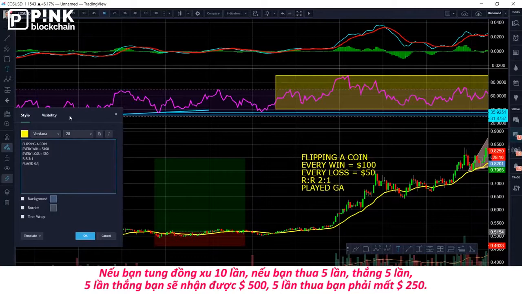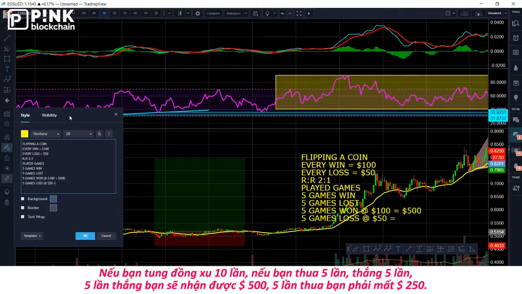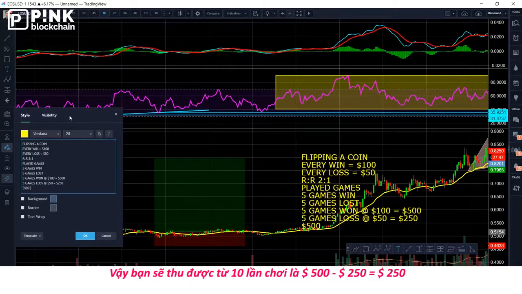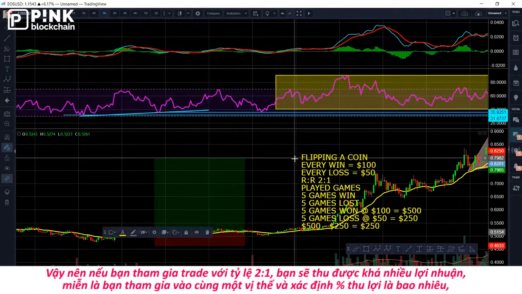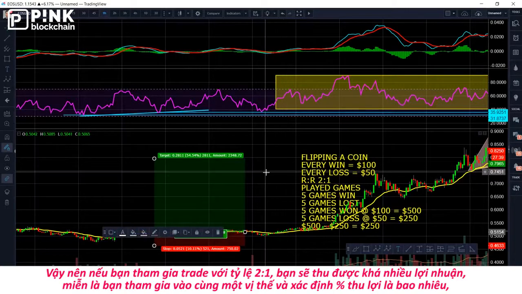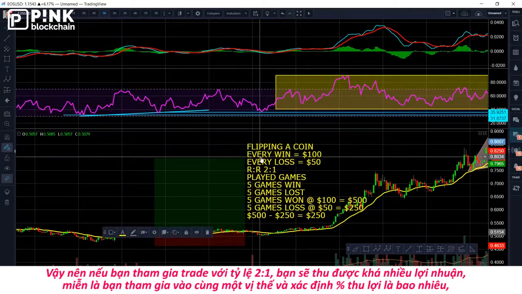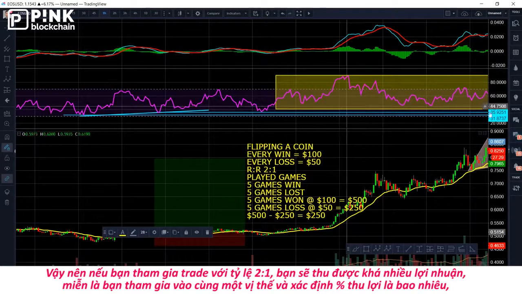Well, if you play 10 games, okay, and even if you lost 5 games and won 5 games, okay? Well, 5 games won at 100 each is equal to 500, but 5 games lost at 50 is equal to 250. Well, what's your profit of $500 minus your loss of 250? Well, it's $250, right? So even if you take 2 to 1 trades all the time, guys, you will be very, very profitable over time, as long as you're playing the same position size, and given that the percentage for gains can also be equivalent as well, right?